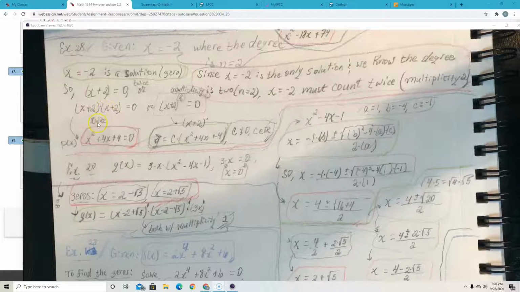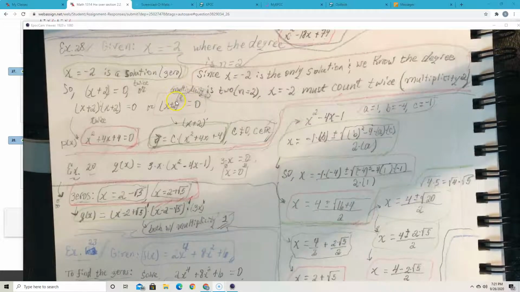the x times x will give us the x squared, which makes it degree 2. Another way to write x plus 2 times x plus 2 is to say x plus 2 squared. And so when we see the same factor with a squared, we're like, oh, that means this counts twice. That means this zero, x equals negative 2, has multiplicity 2. It counts twice. Or we can say x plus 2 has multiplicity 2. It has to count twice.